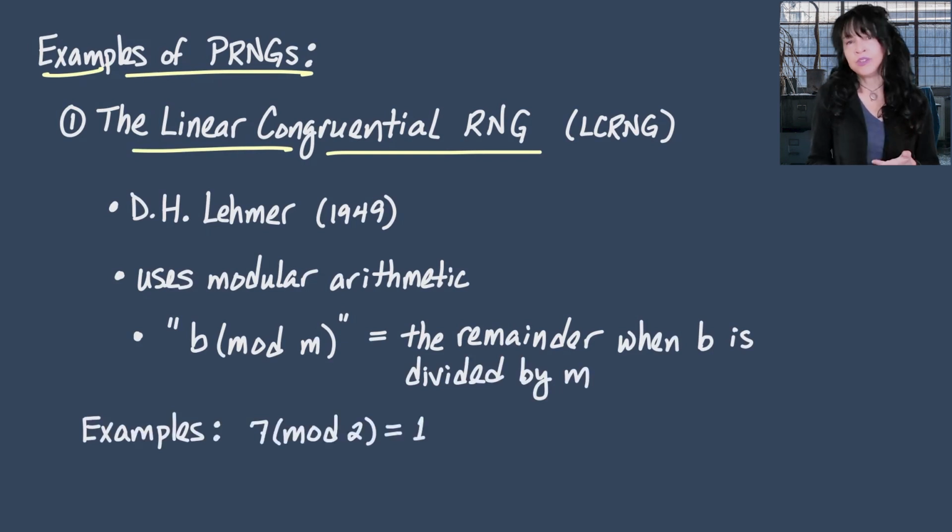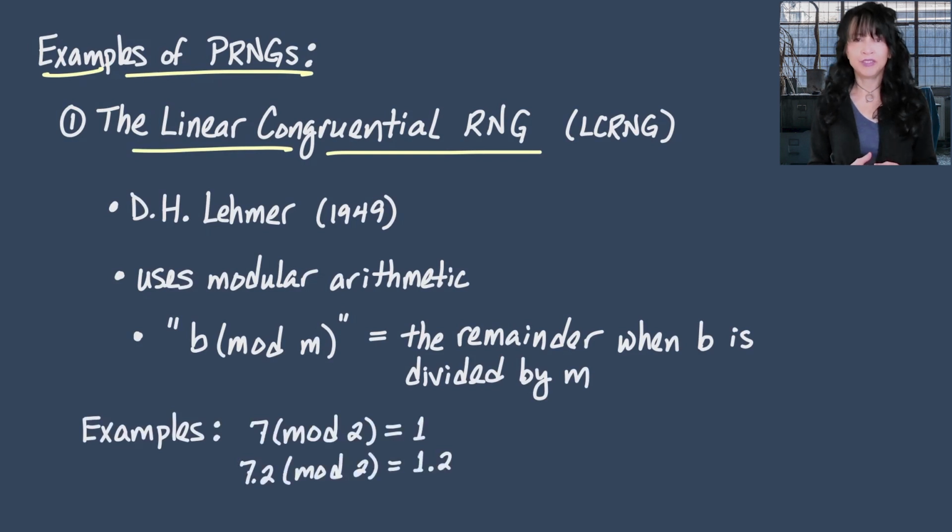We usually think about, or most people usually think about, modular arithmetic with integers only, but we can talk about 7.2 mod 2. 2 goes into 7.2 evenly 3 times for a total of 6, leaving us with a remainder of 1.2. So 7.2 mod 2 is 1.2.